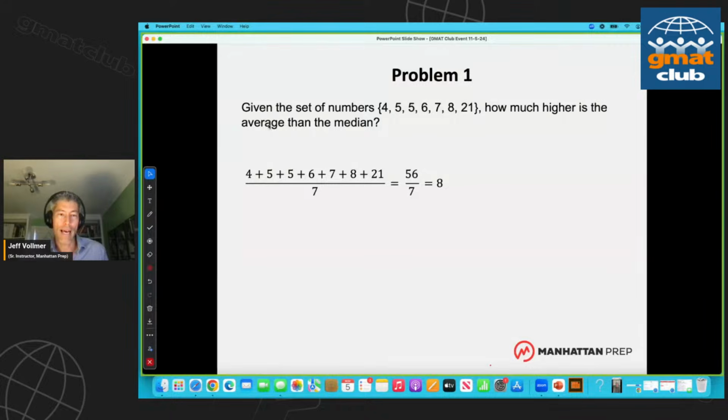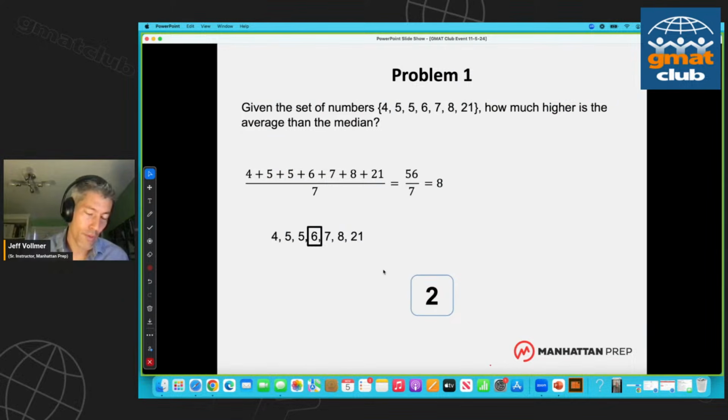So we add them up, get a total of 56. You can check my math there. To make this faster, I would just look for groups. Here's 10, 4 and 6 is 10, that's 20, 7 and 8 is 15, we're at 35, 35 plus 21 is 56, divided by the 7 terms is 8. And the terms are already in ascending order, so the median will be 6. And the difference between 8 and 6 is 2.